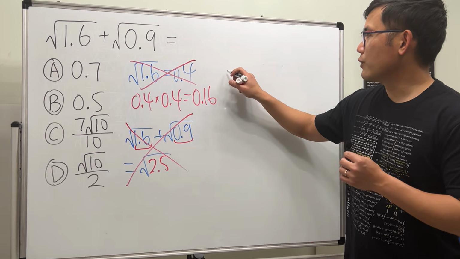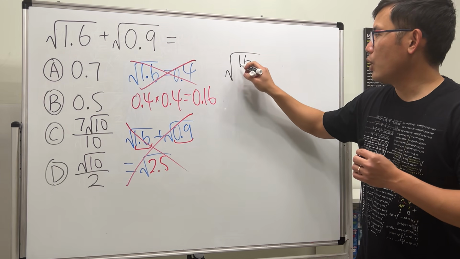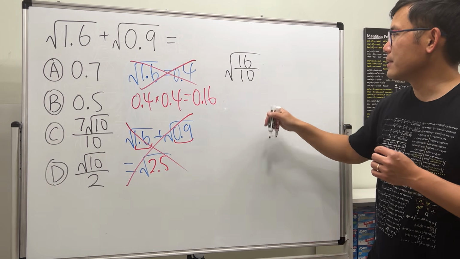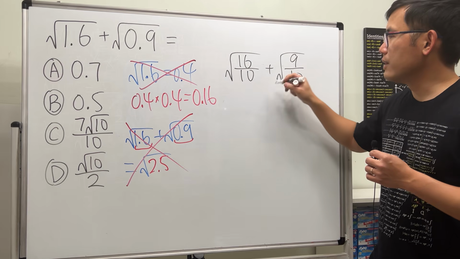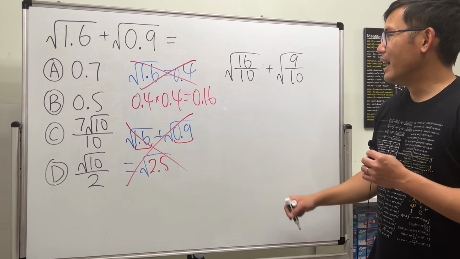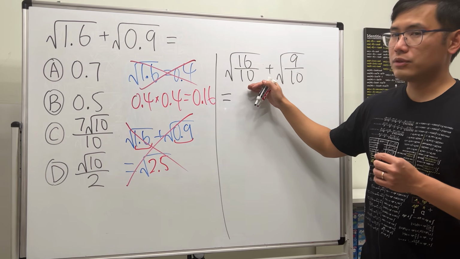When we have square root of 1.6, we are going to look at this as 16 over 10, right? One decimal place, so 10 on the bottom. And then we add square root of 9 over 10 for the 0.9. Told you, it's like adding fractions. Okay, and then we have square root of the top and also bottom, right?